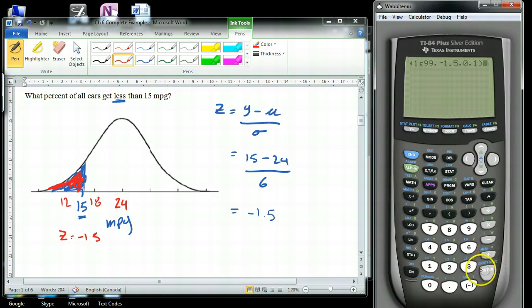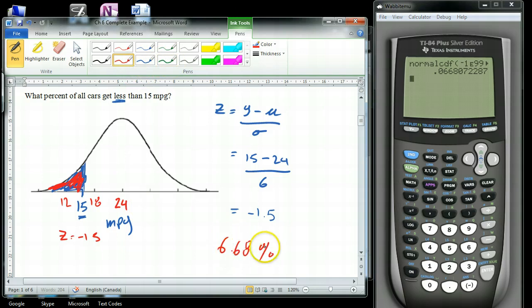I get 6.68% here. So according to the normal model, we expect 6.68% of all vehicles to get less than 15 miles per gallon. That's how you would answer that question in the context of the problem to get full marks here.